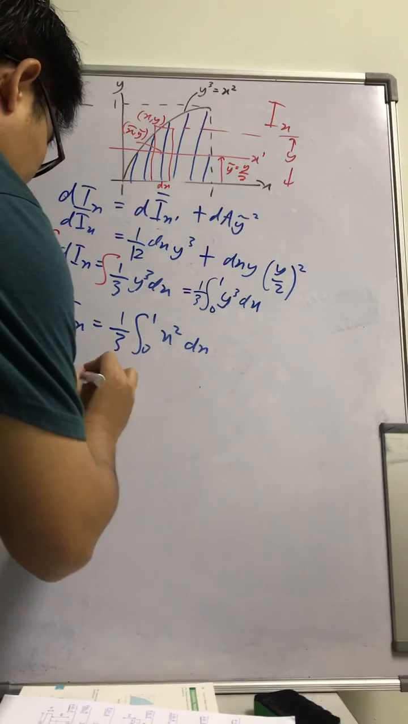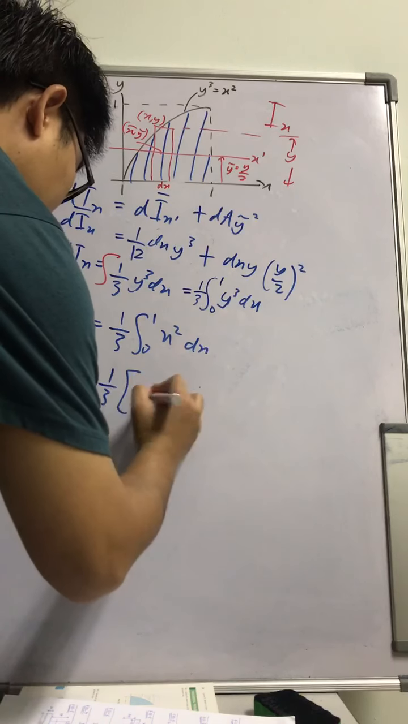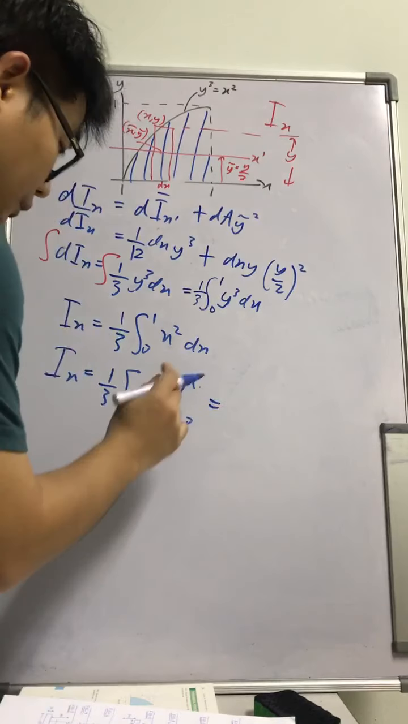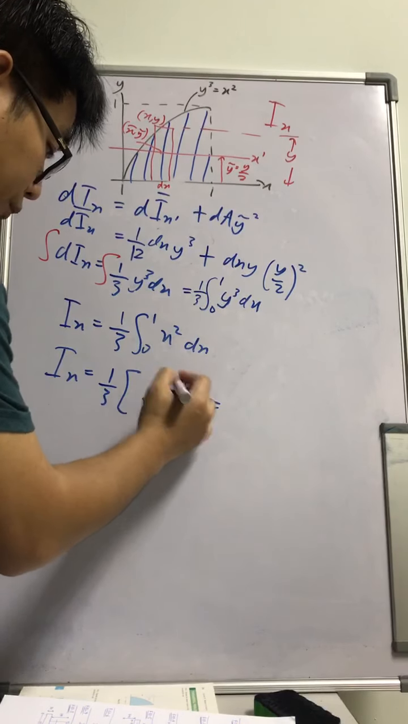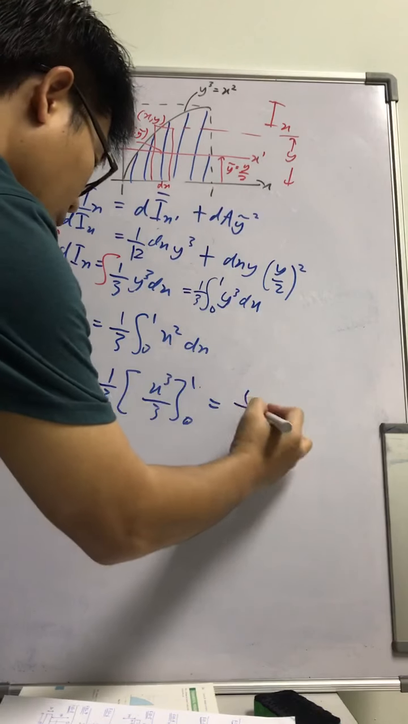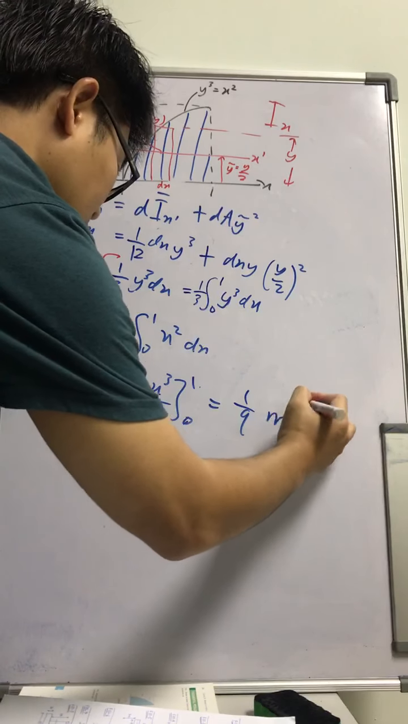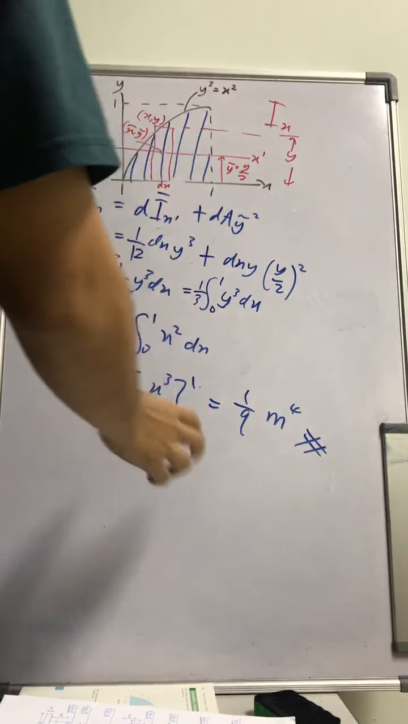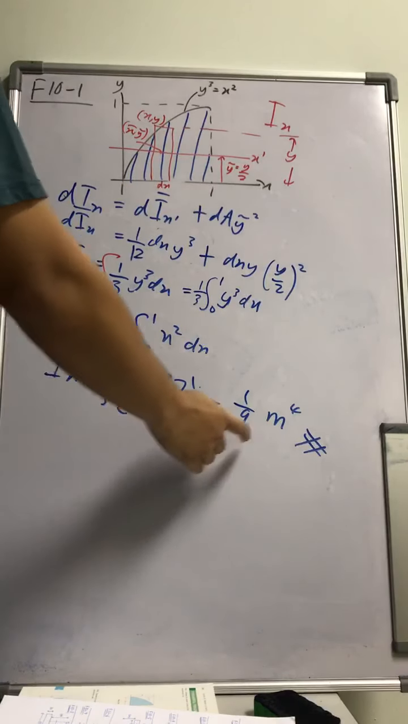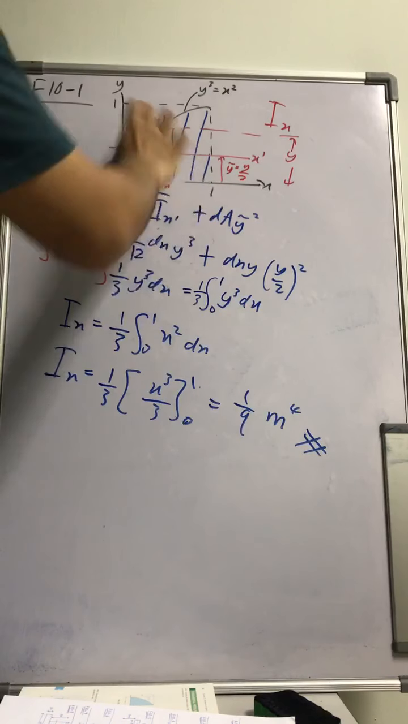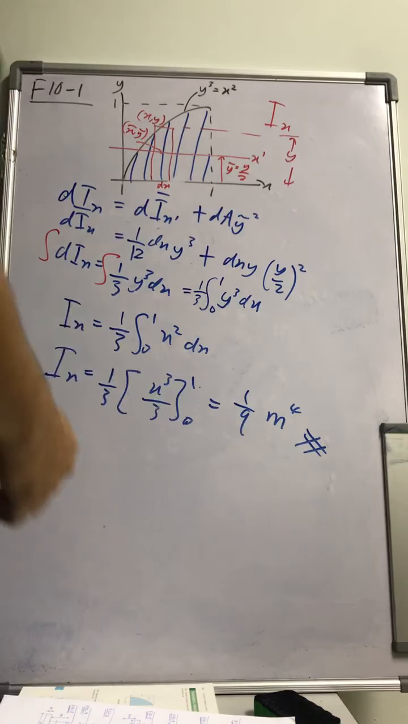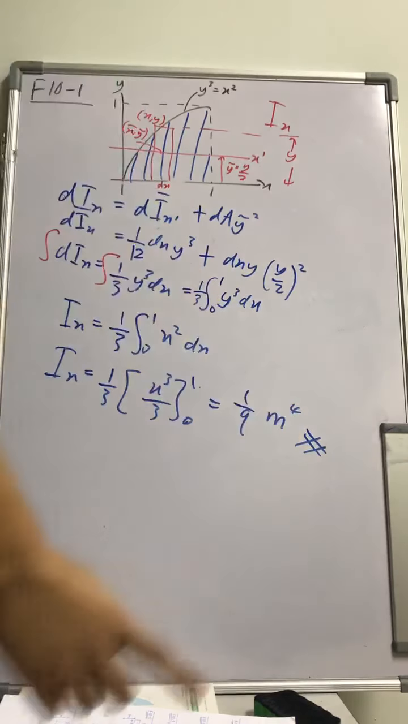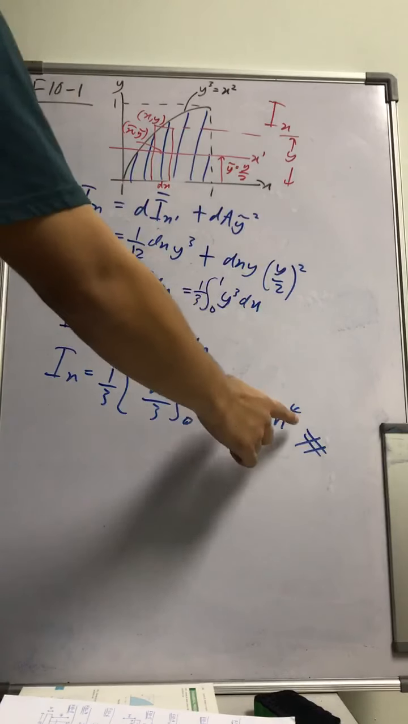So you have Ix equals 1 over 3 times x cubed over 3, from 0 to 1. If you put 1 to the power of 3 minus 0 to the power of 3, it will be 1, so it will be 1 over 9 meter to the power of 4. Why meter to the power of 4? 1 over 9 is the numerical value here, but this is 1 meter, so the unit here is meter. And for your moment of inertia, the unit of length is raised to the power of 4.